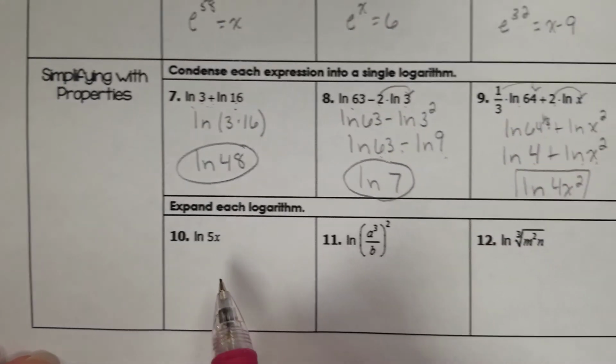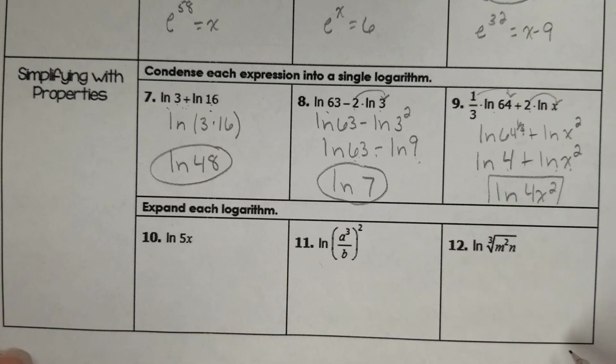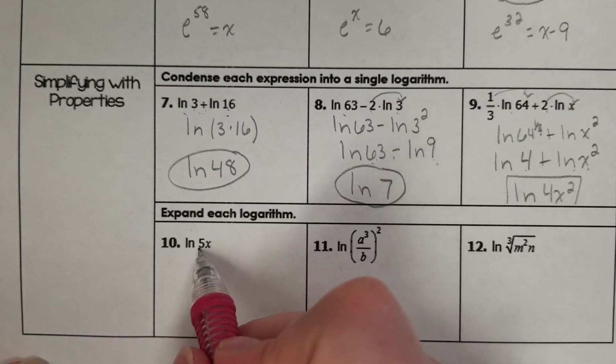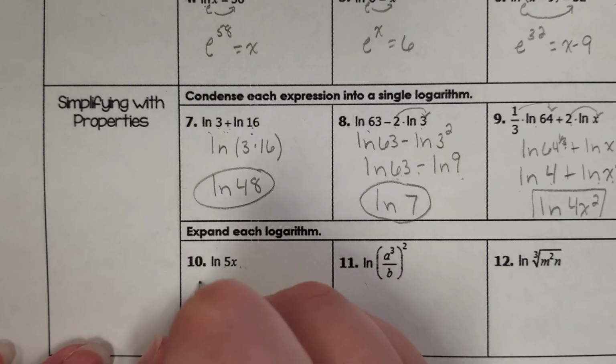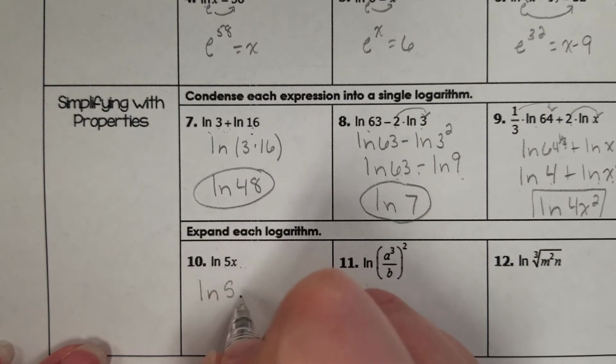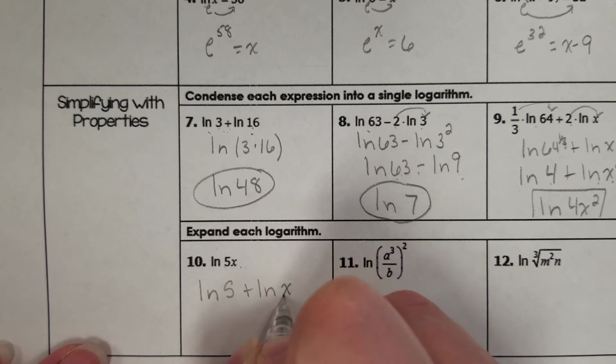All right, so now we're going to expand 10, 11, and 12. So we have the natural log of 5 times x. And since 5 and x are only factors, we're just going to split it up into the natural log of 5 plus the natural log of x.